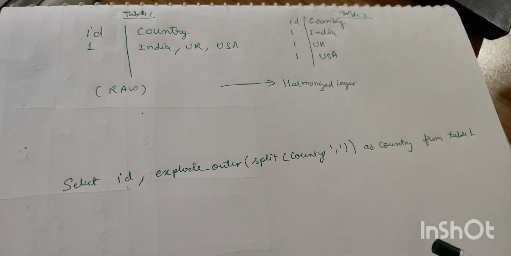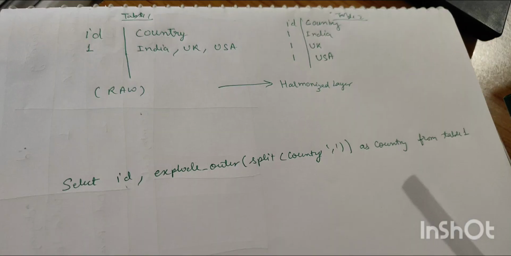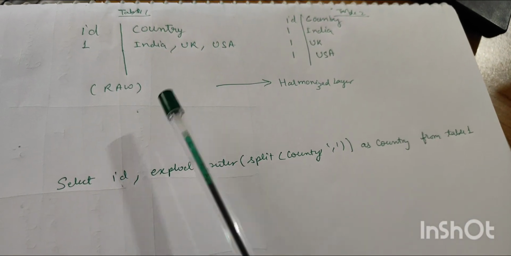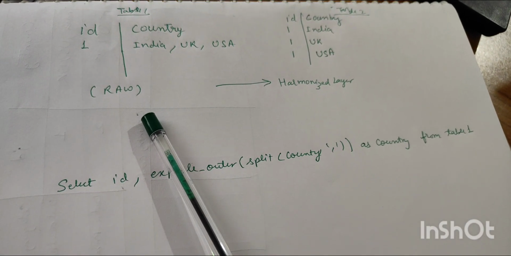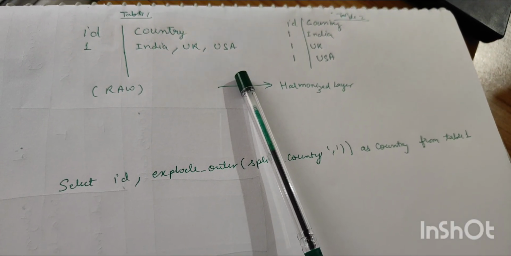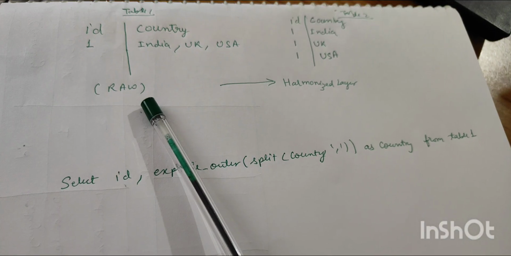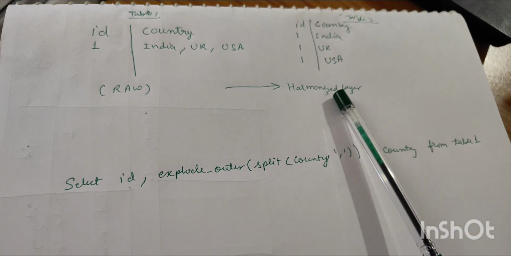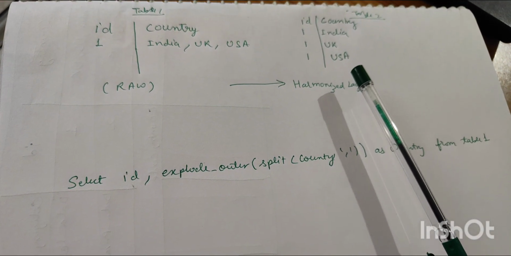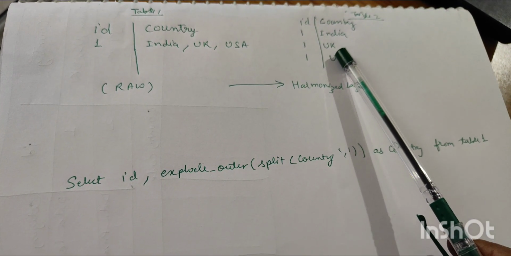Hey guys, so today I'm going to explain one generic scenario. Suppose from the source you are getting a file in which you are getting a country name in a comma separated format, and you are storing that in the raw layer. In the harmonized layer, you have to split that id into multiple country names.